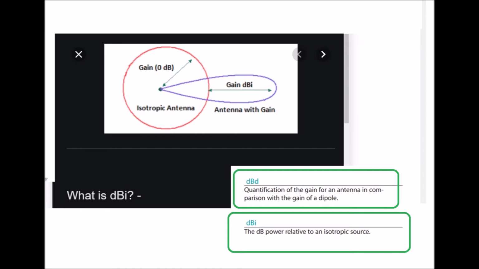dBd. Quantification of the gain for an antenna in comparison with the gain of a dipole. dBi. The dB power relative to an isotropic source.